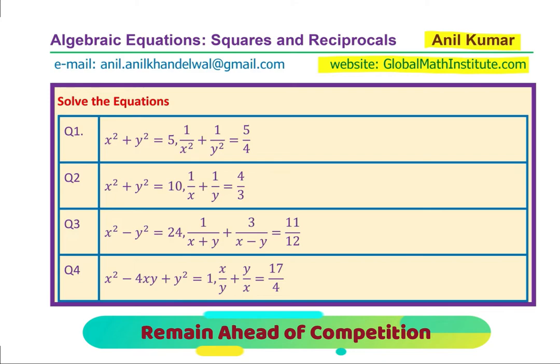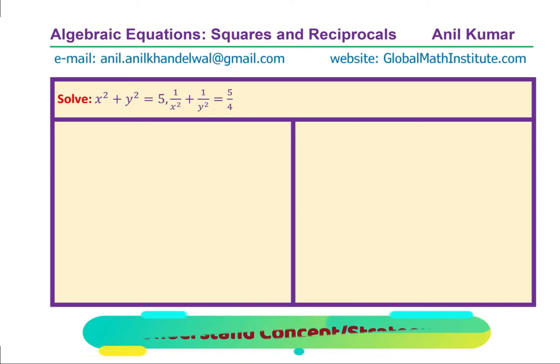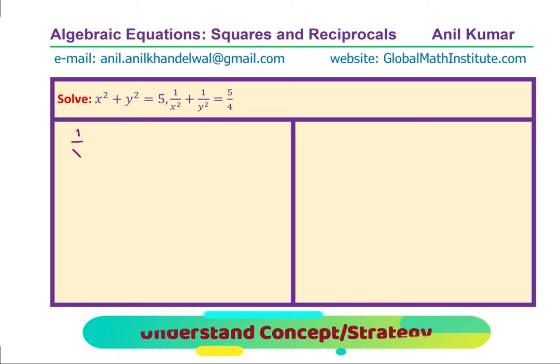Let's begin with the very first one, which is x squared plus y squared equals 5, and 1 over x squared plus 1 over y squared is 5 by 4. Let's see how we solve this equation. So 2 conditions are given to us: x squared plus y squared equals 5, the other one being 1 over x squared plus 1 over y squared equals 5 by 4.